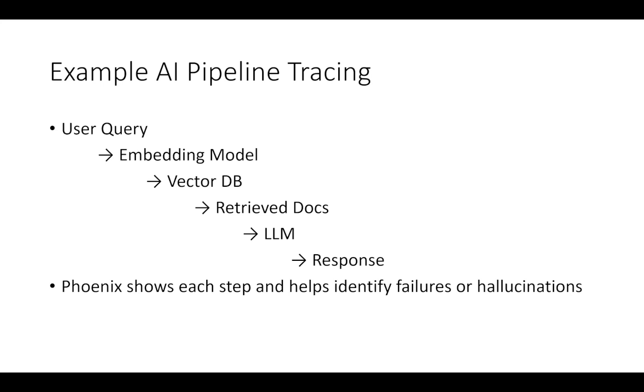What is an example AI pipeline? The user makes a query, and it goes to the embedding model. Then it goes to the vector DB for your RAG. It retrieves the documents, gets the context, and then sends the user query with all this context to the LLM. Now the LLM responds. At each of these steps, you can see what is happening: what got fetched, what got appended as the context and sent to the LLM, and so on. That way you can identify failures, even hallucinations.